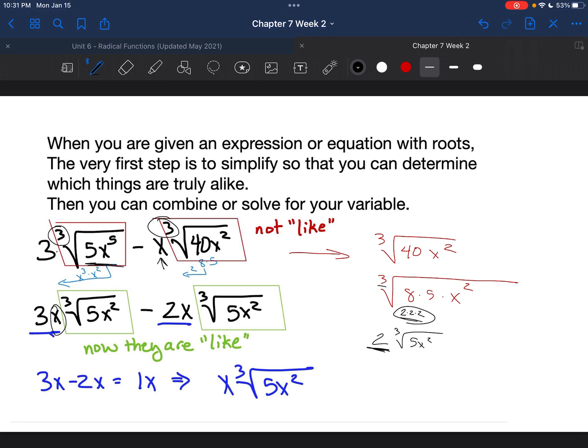Now they are completely alike. Now my indices match and my bases match. So this is one single term that will stay the same, the cube root of 5x squared. So I take my coefficients, and I have 3x minus 2x, which simply gives me 1x, and I leave the cube root of 5x squared.